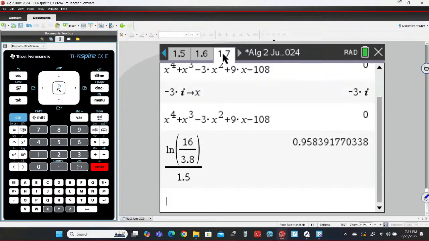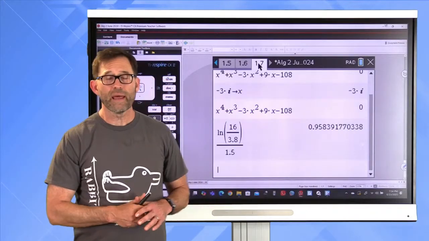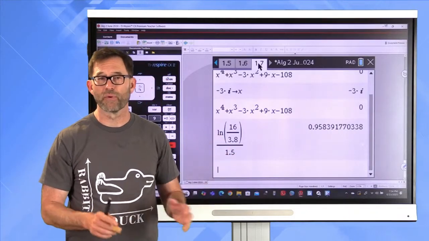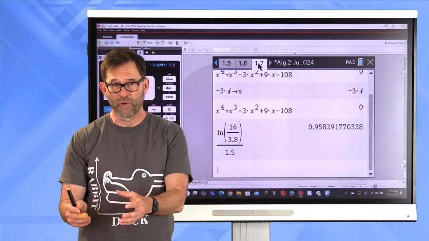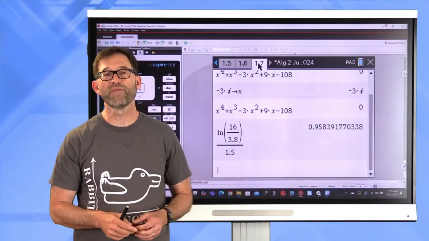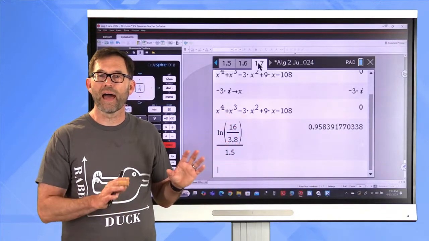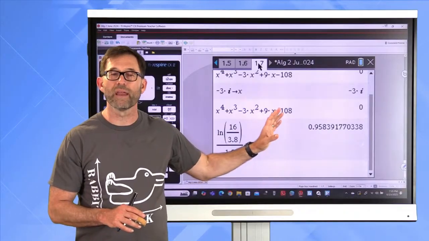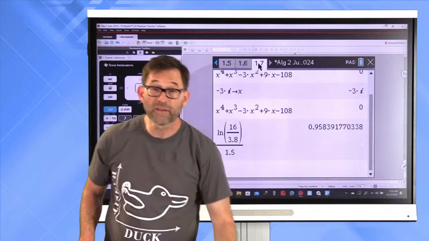And this avoids any kind of rounding issues as I'm going along, right? Now again, I could do 16 divided by 3.8, get a messy decimal. Then I could do the logarithm of that messy decimal, get another messy decimal. Then I divide by 1.5 and get my final answer. But doing it this way allows me to only have to round and write down really messy stuff right at the end. And they want it to the nearest hundredth.